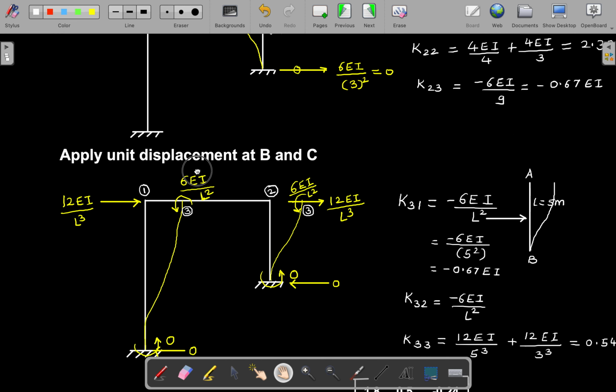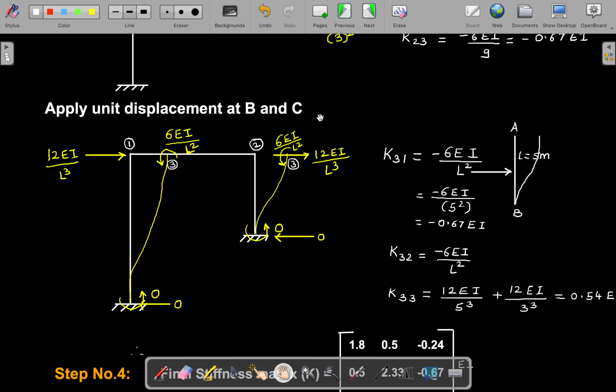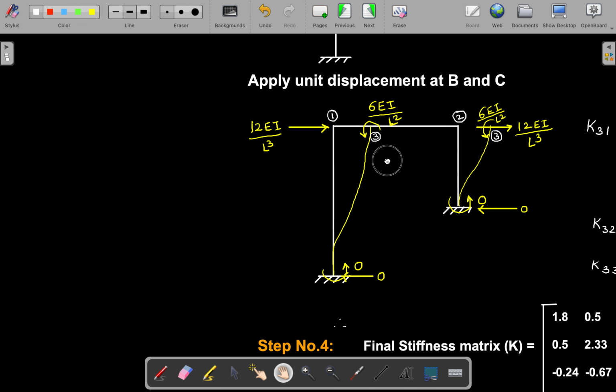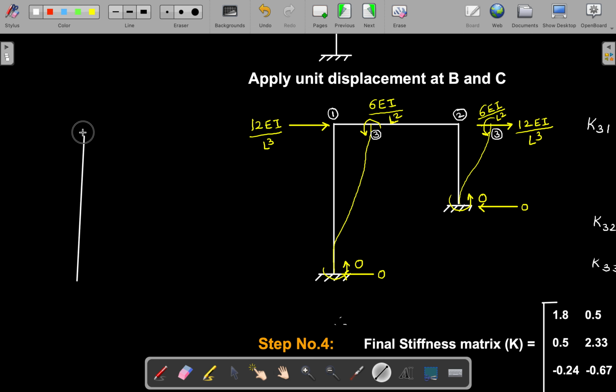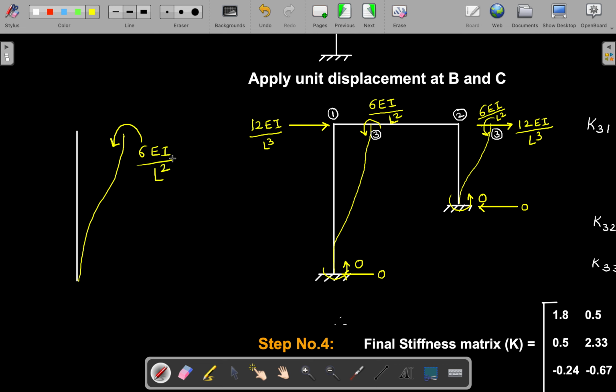Now let us consider the third case. Apply unit displacement at B and C. Basically, as I said, whatever displacement is happening is equal. So we have applied unit displacement like this. Now students, here also you have to understand one more concept. Whenever some displacement is happening, some moment gets created, and this moment is equal to 2EI by L square.